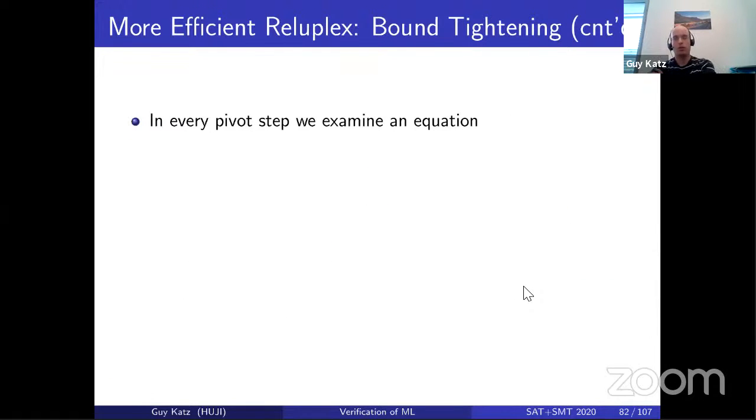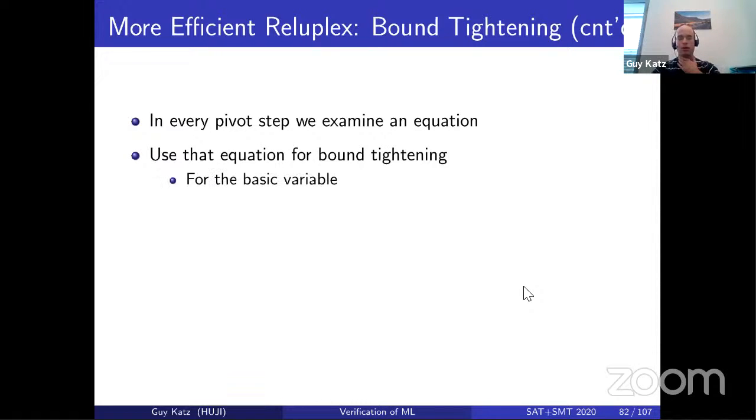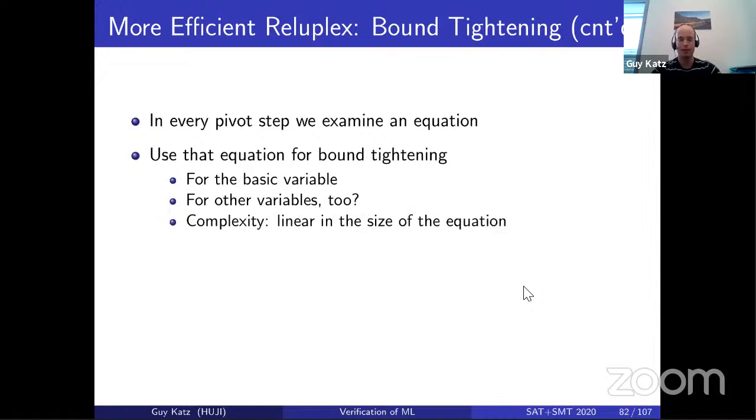Okay, so like I said, in simplex and Reluplex, every time you do a pivot, you have an equation. It's typically an equation that you didn't have before. So you can use that equation for bound tightening. Actually, you can do it for all the variables. If you have x equals y plus z, then you can just as well tighten bounds for y and z, not just for x. And you can do this quite efficiently. So this is a very cheap bound tightening operation that you can do.